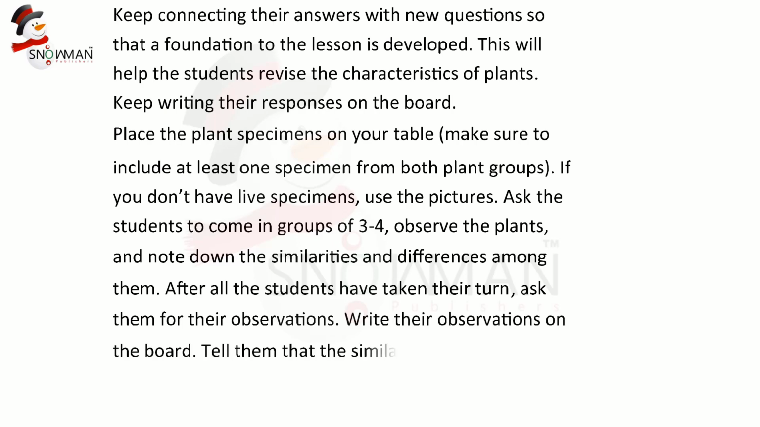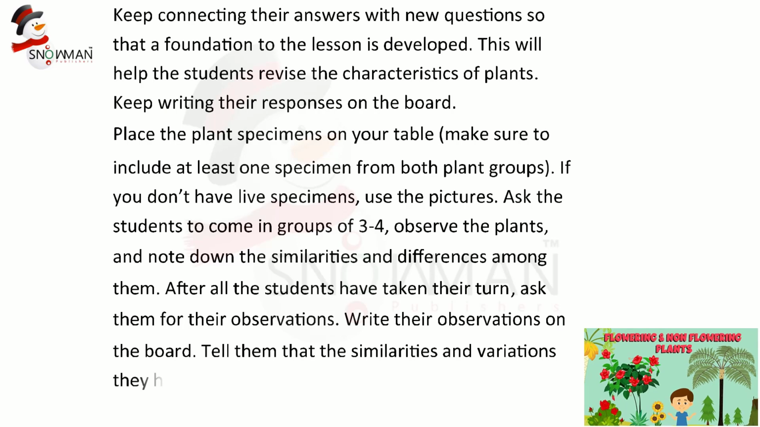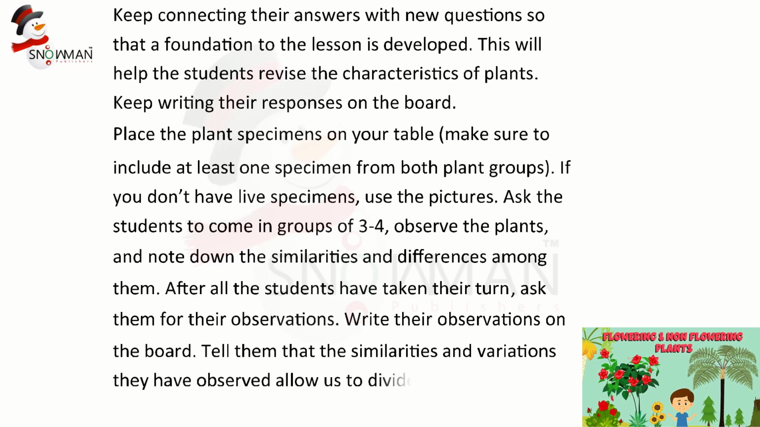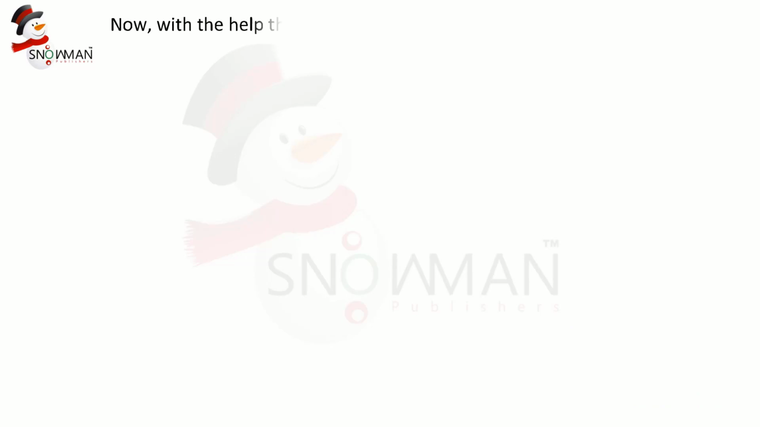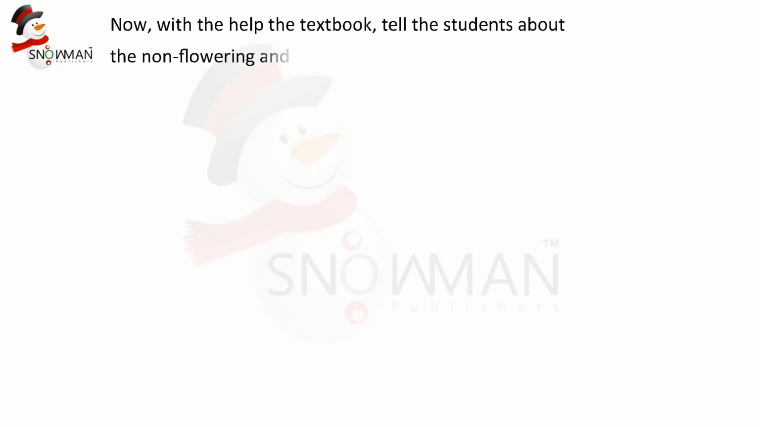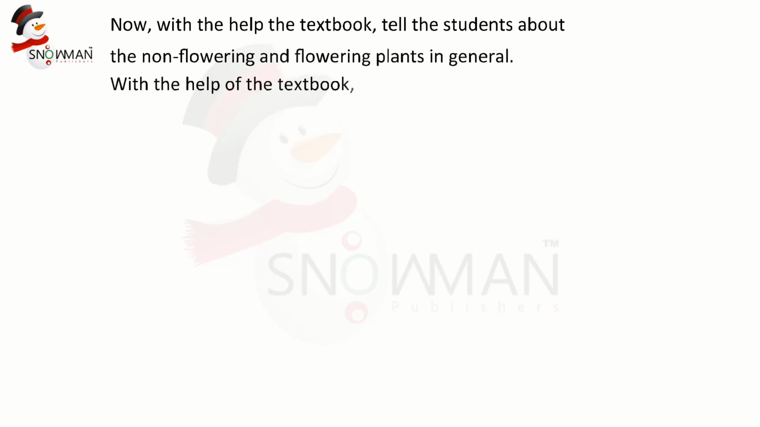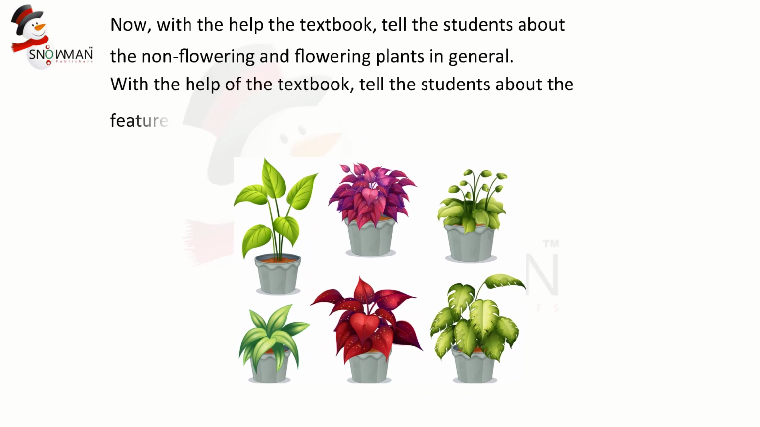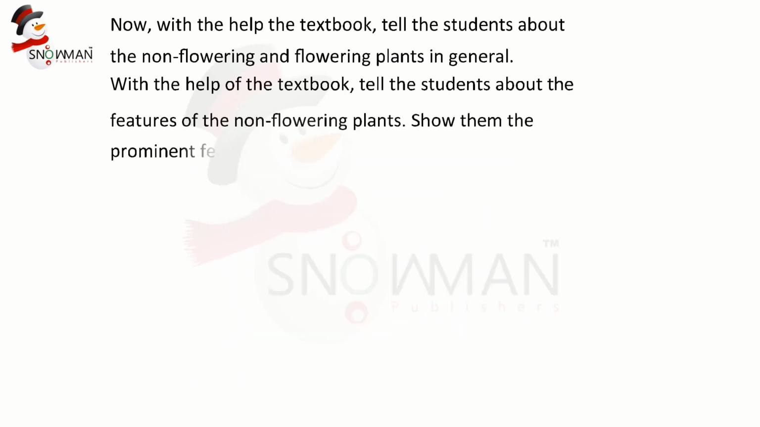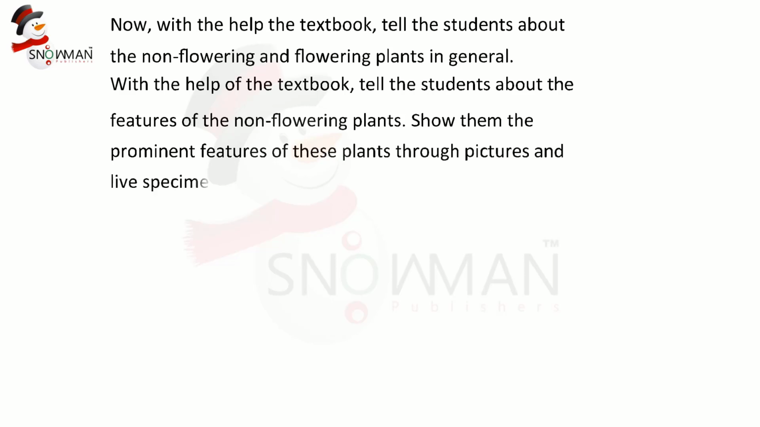Tell them that the similarities and variations they have observed allow us to divide the plants in 2 major groups. Now, with the help of the textbook, tell the students about the non-flowering and flowering plants in general. With the help of the textbook, tell the students about the features of the non-flowering plants. Show them the prominent features of these plants through pictures and live specimens.